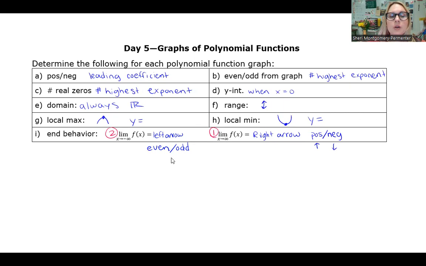For the left arrow, when you are even, both arrows point in the same direction. So when you're even, you're the same. When you're odd, you're opposite. So if you're the same, both point up or both point down. If you're opposite, then they're like that. Again, it's going to make more sense when we actually get to graphing.